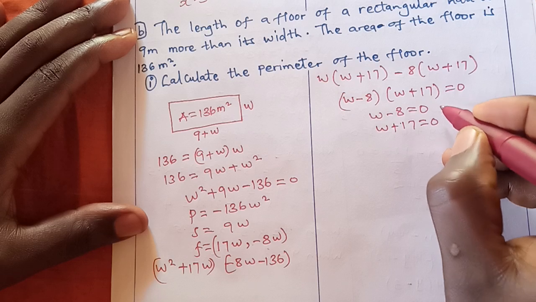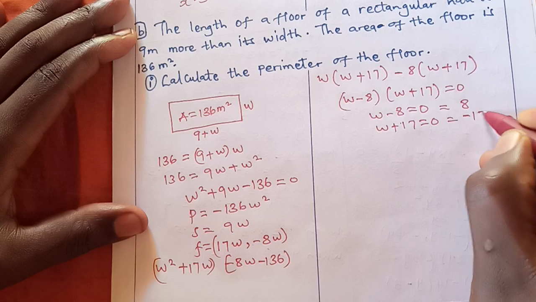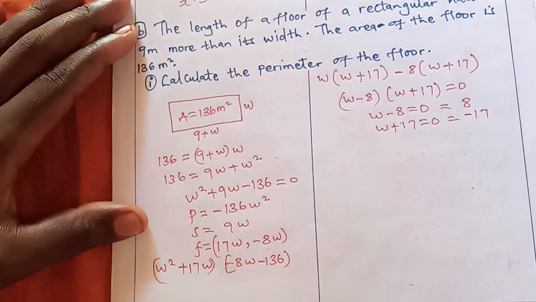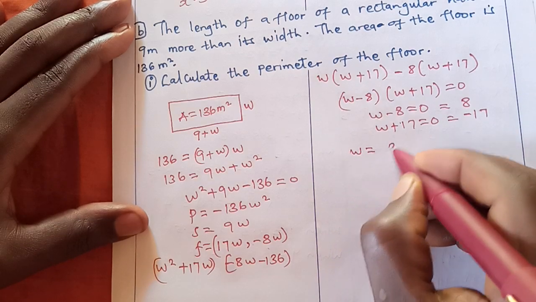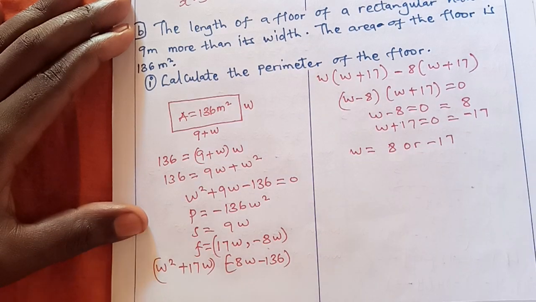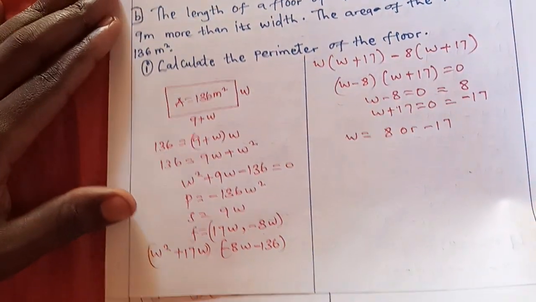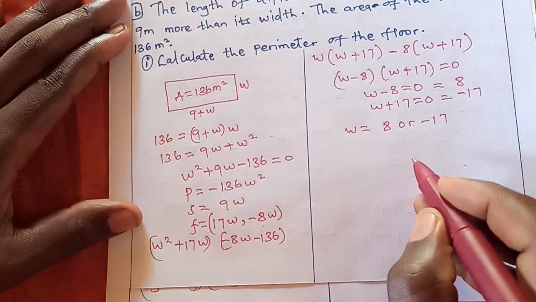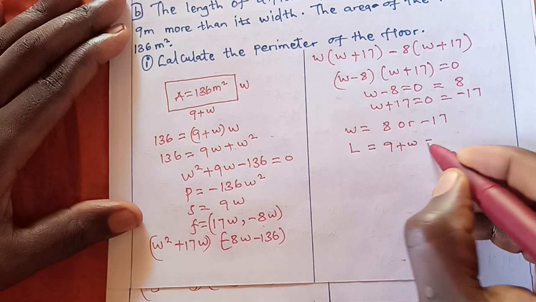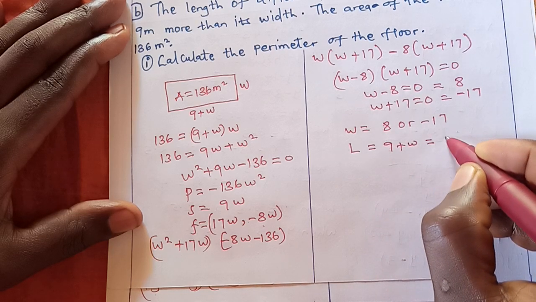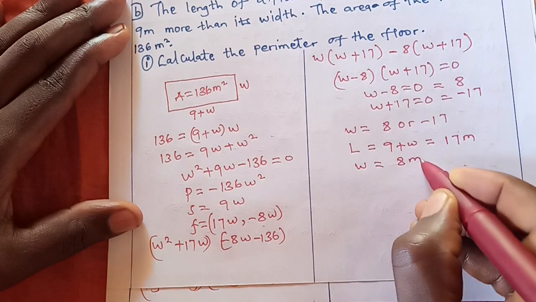So the first W is going to give us positive 8. The second one is going to give us negative 17. So we are interested in the positive value, because we are not going to take a negative length. Now we shall take positive 8 and say the length is going to be 9 plus W, which is 17 meters. Then the width is 8 meters.